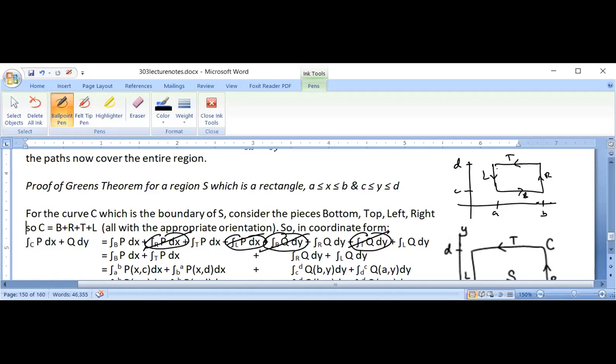And along the left path, because we have to follow the direction of the arrows, the orientation of the path, y is going from d to c. So we have to respect that as we set up the boundaries for the integral.